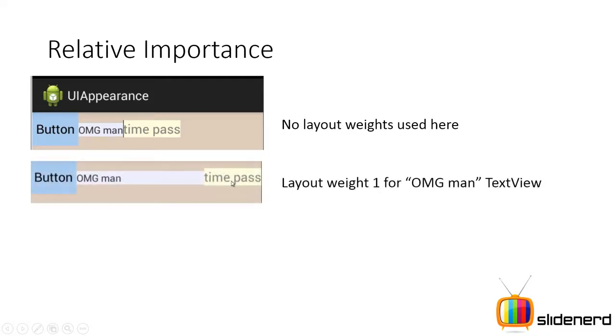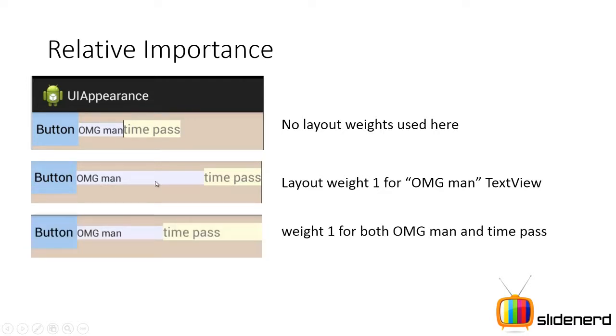Now here I have a layout weight of 1 for the "oh my god man" text view. Just like I said, the button has wrap content for width, the time pass has wrap content for width, and all the remaining space belongs to this text view, "oh my god man", because you have assigned a layout weight of 1.